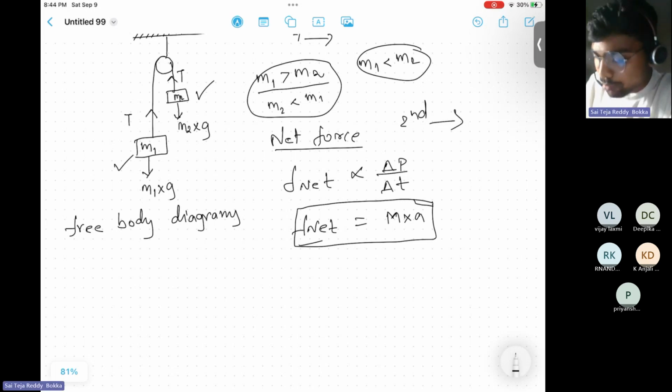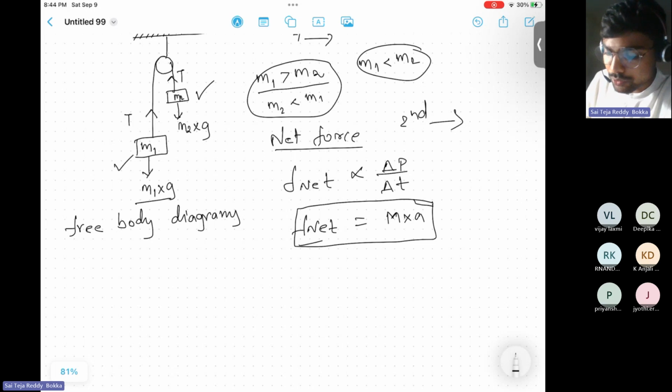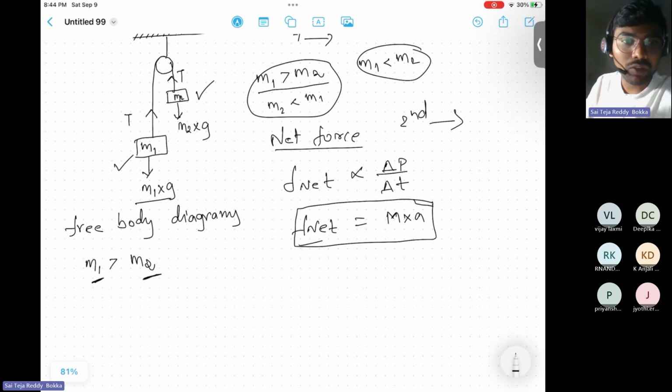So now we have to draw the free body diagram for M1 and we have to draw the free body diagram for M2. So if you are considering M1, so for such case, I'm taking M1 is greater than M2. So if you are considering mass M1 is greater than mass M2, so how would be the acceleration of these masses now? Downwards, like M1 will go downward and M2 will go upward.